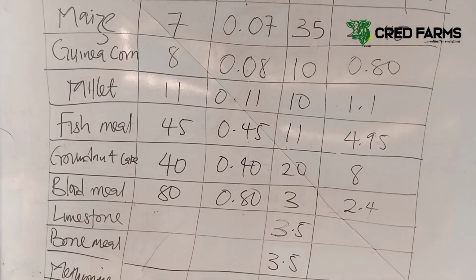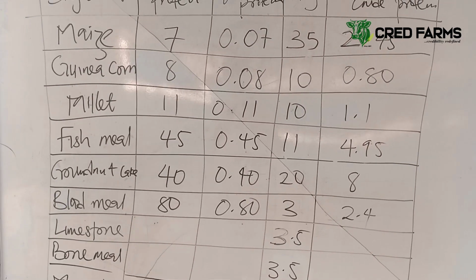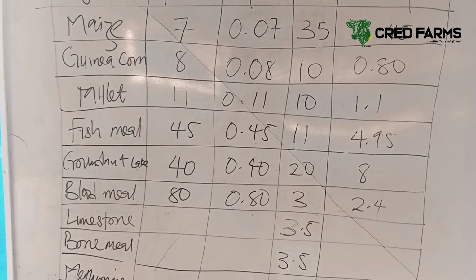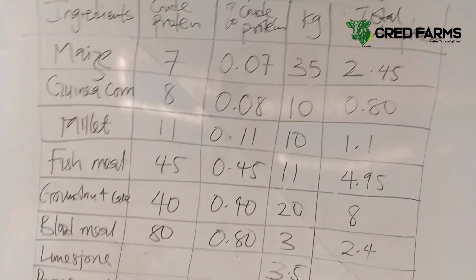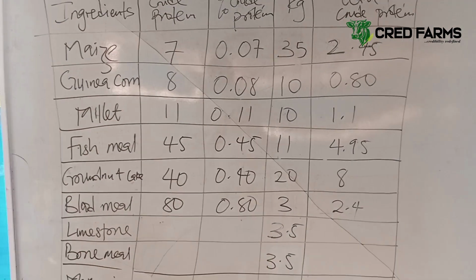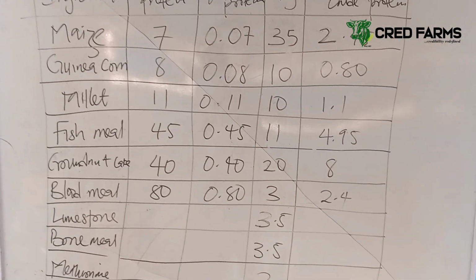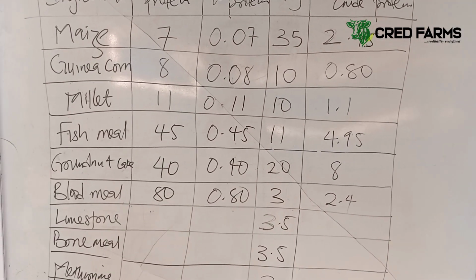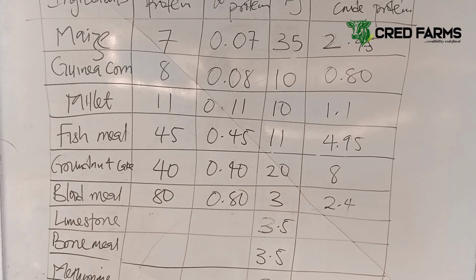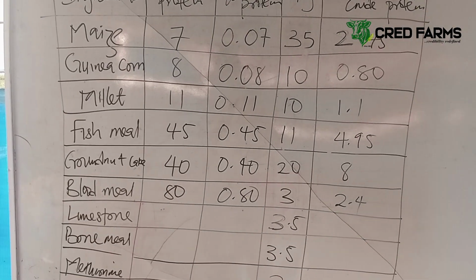So you too would need to try it over and over again to get it right. All right, there's something else I want you to pay attention to. Now, you produce 100 kg of feed.